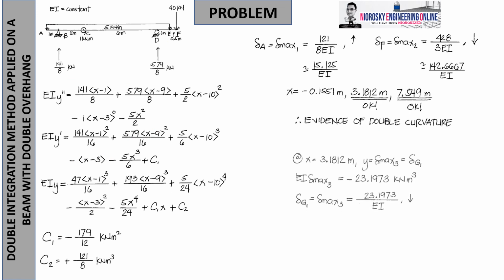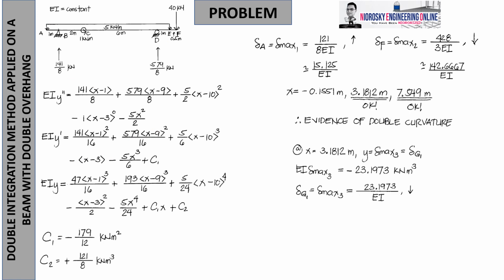Okay, so at x is 3.1812, y is delta max 3, or I call it delta G1. So, you just plug in to the equation. So, ano yung mga mawawala? Ito, x minus 9 mawawala kasi negative yan. Also, x minus 9 is 0. And the rest will be added. So, meron ka neto, at netong tatlo. Okay? So, those are the places to be calculated. Then you will get negative 23.1973 kilonewton cubic meter. Again, the negative sign suggests it is a downward deflection. So, therefore, delta G1, which is delta max 3, is equal to 23.1973 over EI that goes down.